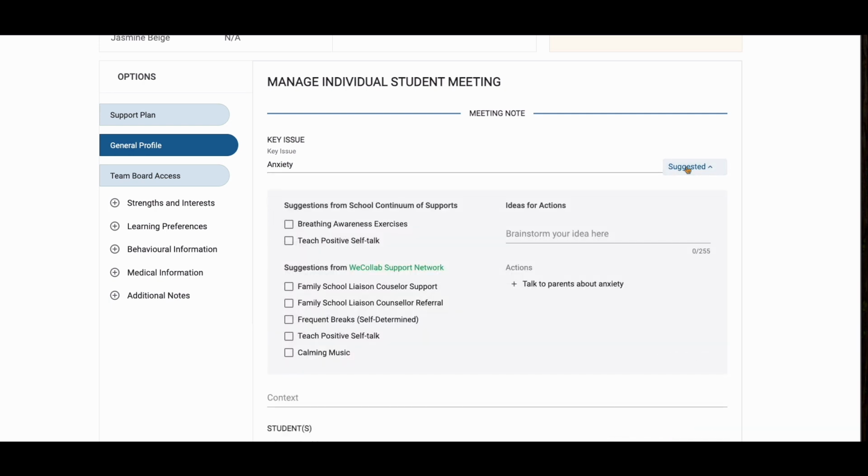By expanding on the blue suggested area, the system will then automatically suggest supports to address the key issue from both the school's continuum of supports as well as the WeCollab student support network. There's also space to then brainstorm additional possible actions to address the key issue.